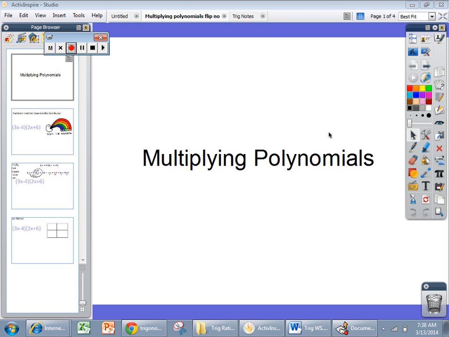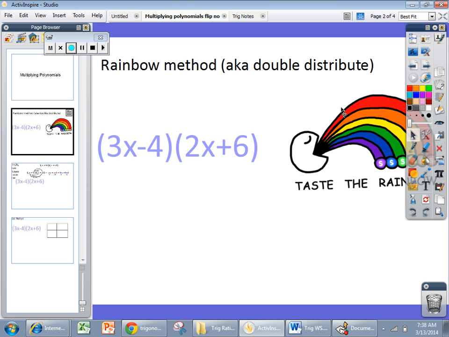Alright, so today we're going to be talking about multiplying our polynomials. So we're going to go ahead and start with our first example. Our first way that we're going to learn how to do this is the rainbow method, which some people like to call double distribute. So I need you to go ahead and write down this first example that is in blue. (3x - 4)(2x + 6).